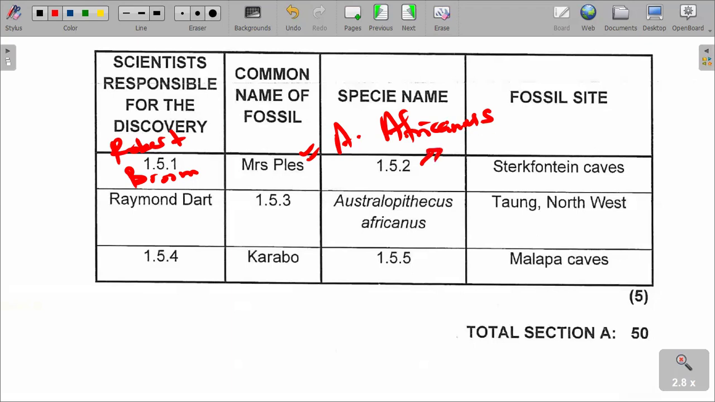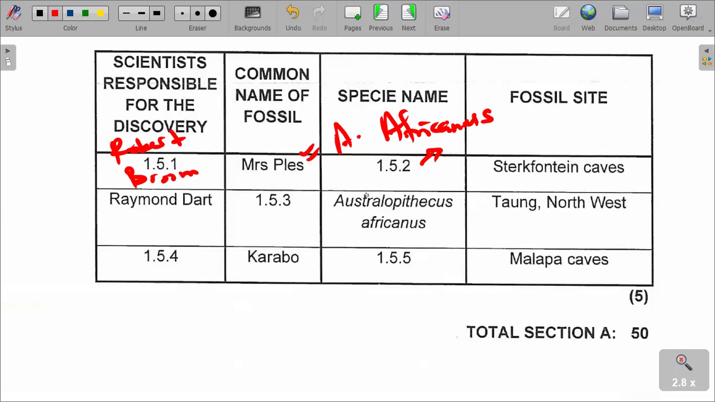1.5.2 Australopithecus africanus. I'm sure that this was actually in the Sterkfontein caves, which was significant for major excavation and effort in the Cradle of Humankind, and also a World Heritage Site. It is about 40 kilometers northwest of Johannesburg. That is where Mrs. Ples was discovered.